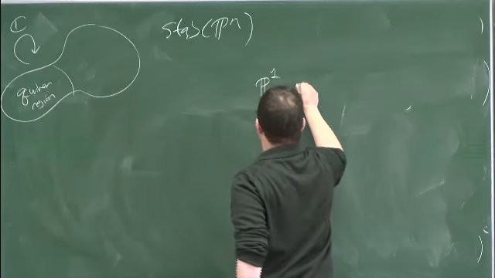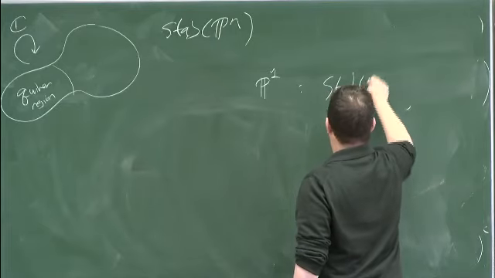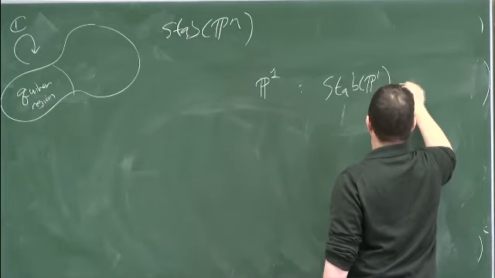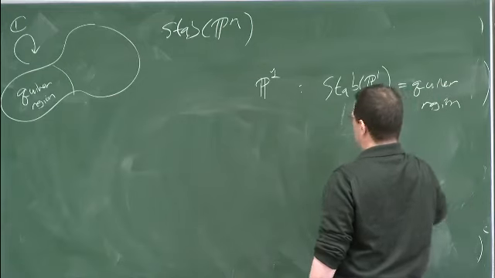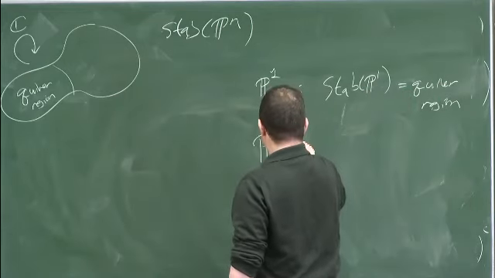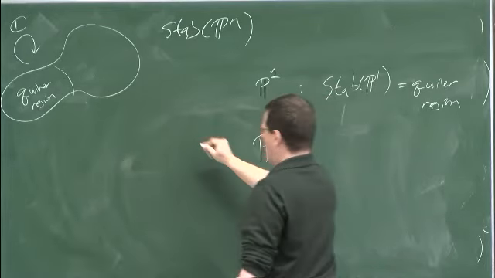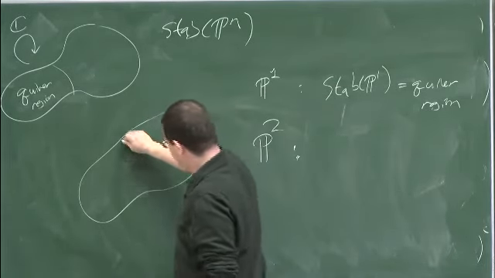In the case of P1, everything is quivery, equal to the quiver region. In the case of P2, it's not true. However, I'm going to draw a picture that'll make this more suggestive.